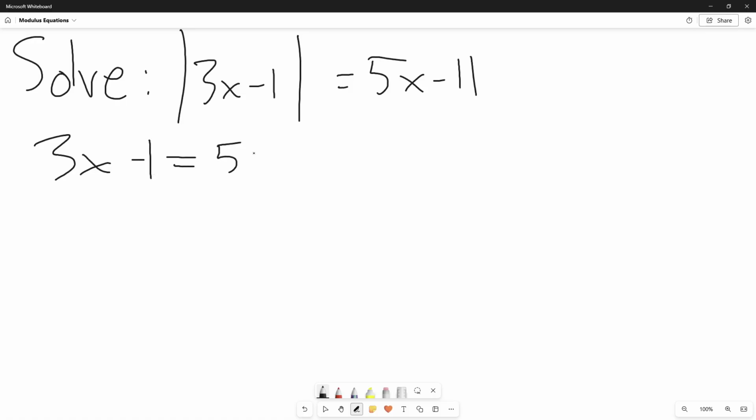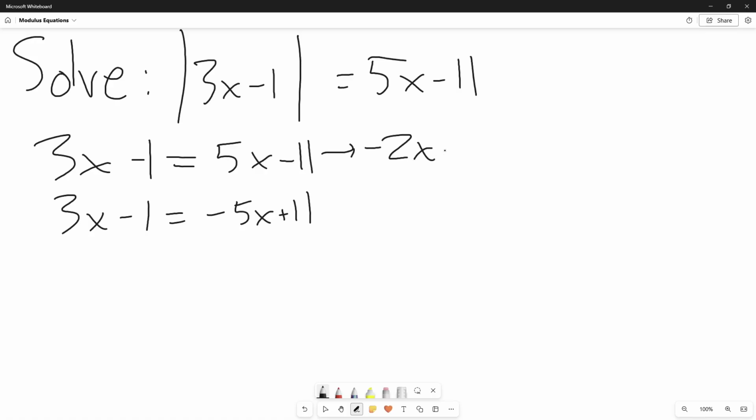So 3x minus 1 equals 5x minus 11. Write it without the absolute value. Then write another one, changing one side to a negative. I changed this to a negative. Then solve both individually. So 3x minus 1 equals 5x minus 11. This turns into negative 2x equals negative 10. So x equals 5. That's one potential solution.